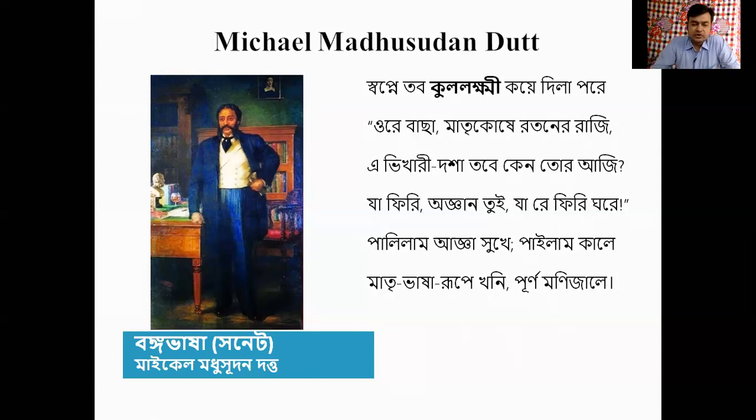In his sonnet Bongo Bhasha, he said: Shapne tobo kulo lokhi koye dila pore, ore bacha, matrikoshe ratoner raji, e bhikari dosha tobe keno tor aji. When Michael Madhusudan Dutt was in England and he lost everything, and he was going to prison for some time, then he thought of kulo lokhi.